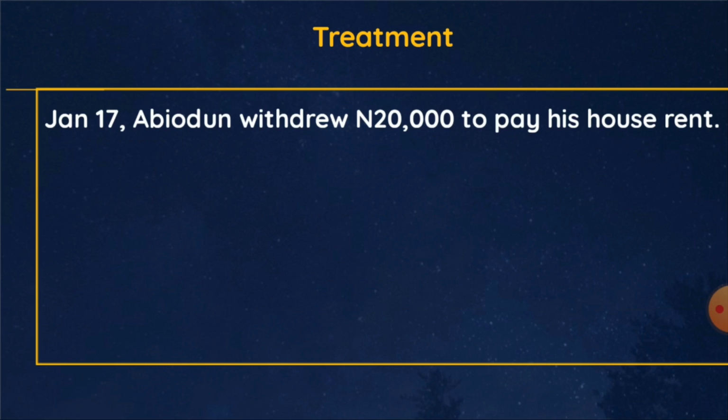In this case, this is a cash transaction. Cash is going out. We are going to credit the cash account with 20,000 naira, while we debit the drawings account with 20,000 naira.